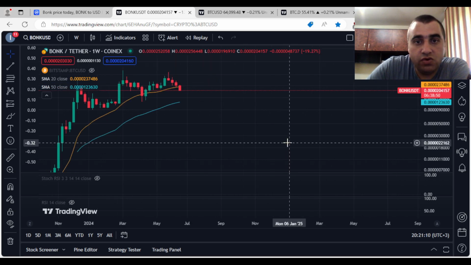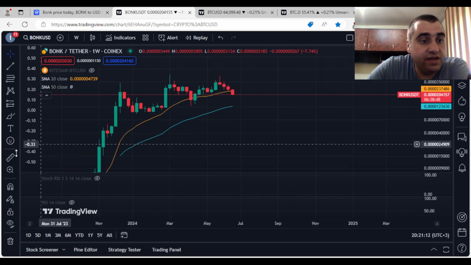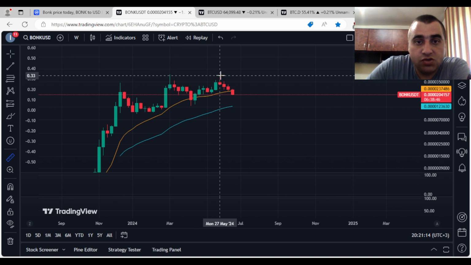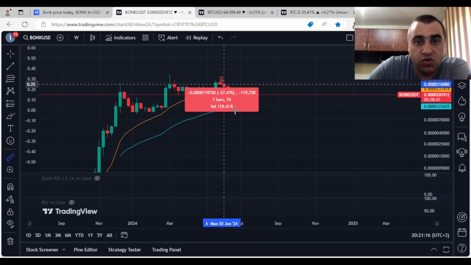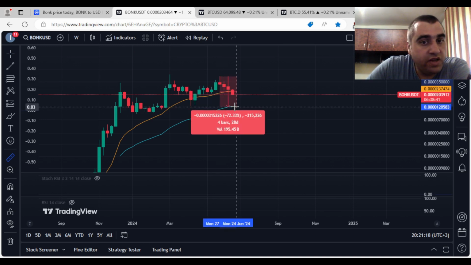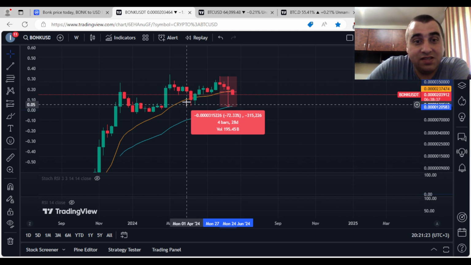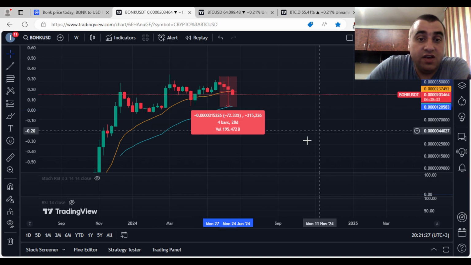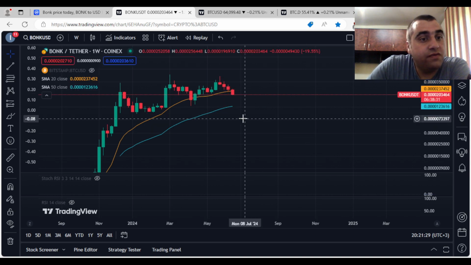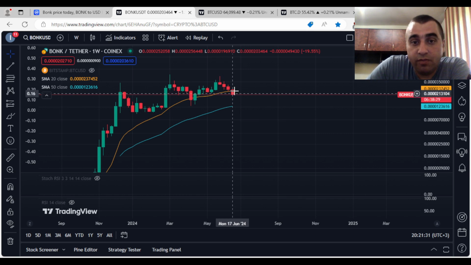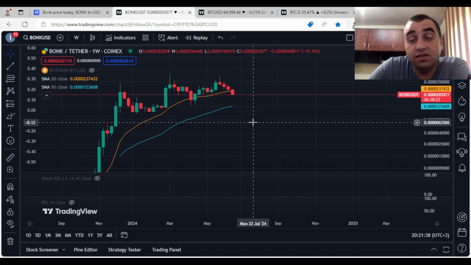Let's look also at the 50 weekly simple moving average and see what the current situation is. What I told you on the daily is that I estimate the price drop from this top to the 50 weekly simple moving average to be around 72%. So it is similar to the previous two corrections that were here. So I think it is important to keep an eye on the 50 weekly simple moving average if the price continues to drop. This is not financial advice, this is just my personal analysis.